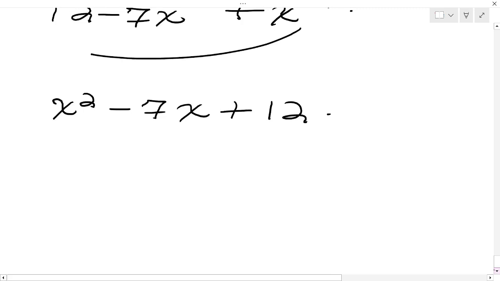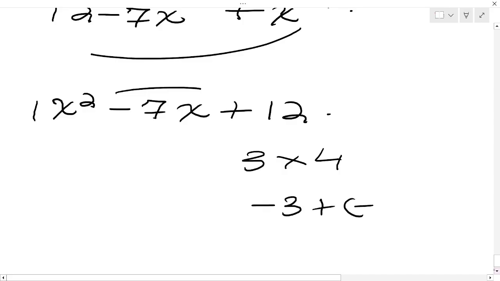We need to simplify it. So what is the coefficient of x square? It is 1, and the constant term is 12. So we need to find factors of 12. Now what are the factors of 12? Factors of 12 are 3 and 4, such that when we add these two, they will result in the number -7. So how can we do that? We will just simply write -3 plus -4. So these are our factors.